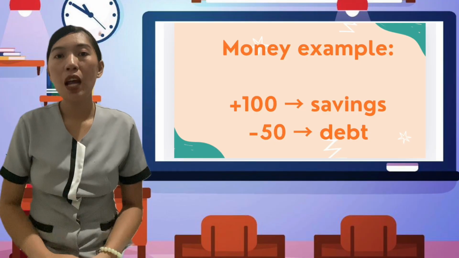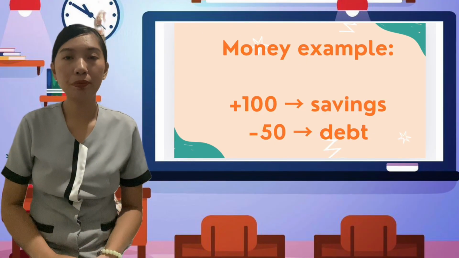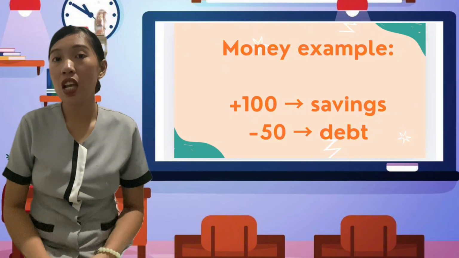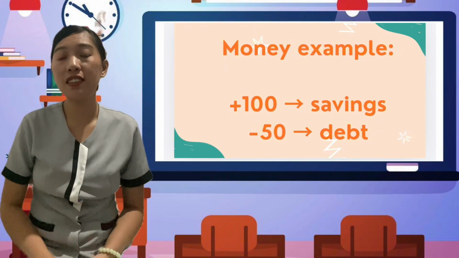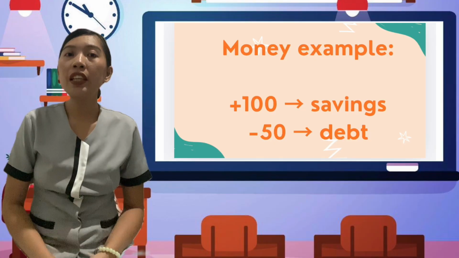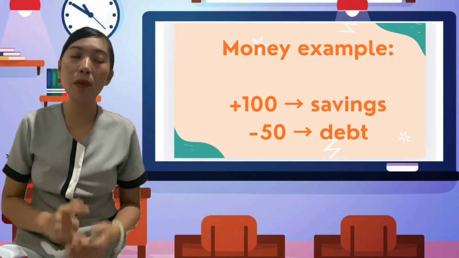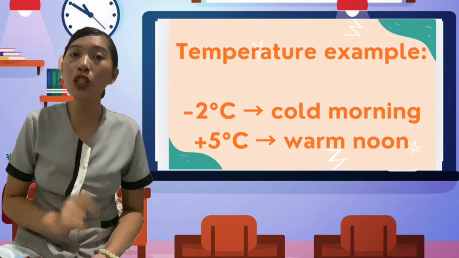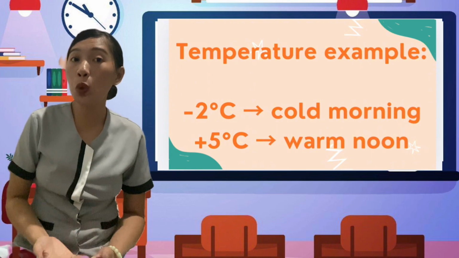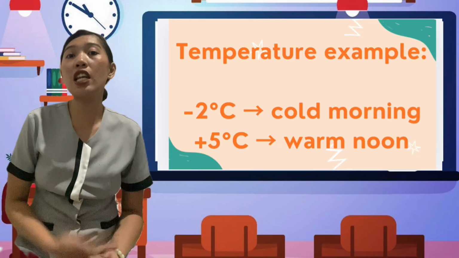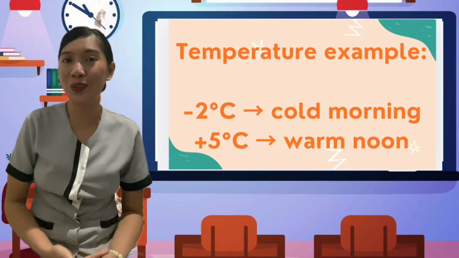Examples. Money. Positive 100 is equal to savings. Negative 50 is a debt. Now let's take another example, temperature. We have negative 2 Celsius is equal to a cold morning. Positive 5 Celsius is equal to a warm noon.